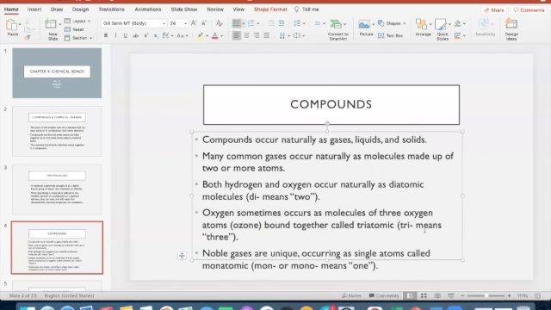Tri means three, like a tricycle has three wheels. A trike is a bicycle that has three wheels. So tri means three, di means two, and mono means one. If you have a monatomic atom or compound, that just means one single atom or compound. So diatomic is two, monatomic is one, and triatomic is three.